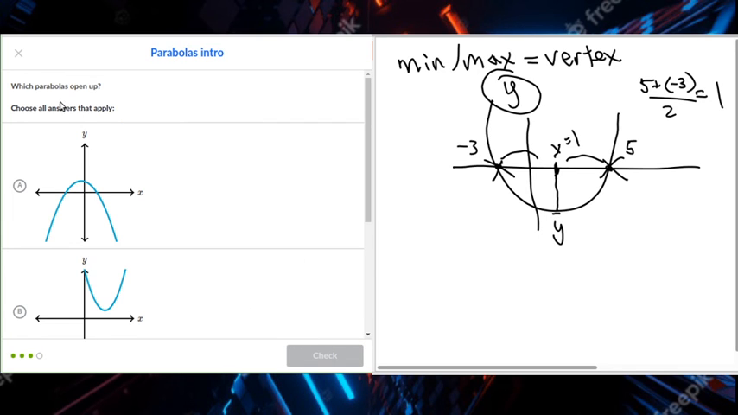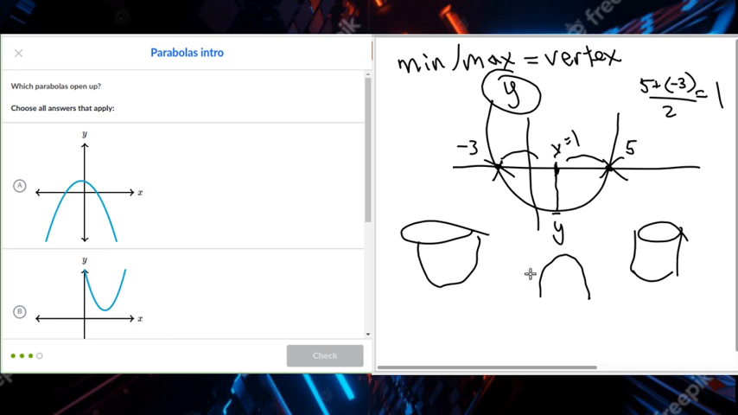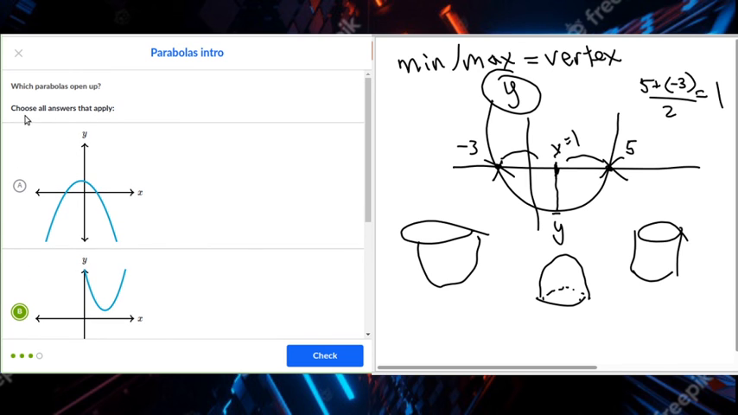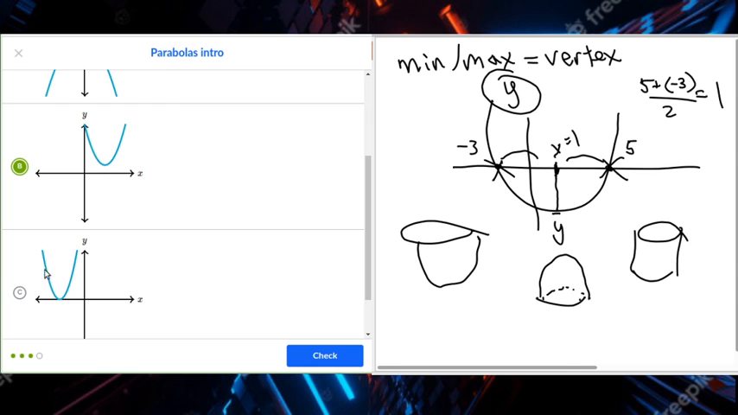All right, our last one. Which parabolas open up? So we have 2 questions here. One is opening up, and one is opening down. So it's like a cup. So if you can imagine, we had a cup here. Is the cup here up, or is the cup here down? So this one is down, this one is up, and it does say choose all answers that apply. That means maybe more than one, and this one is also up.